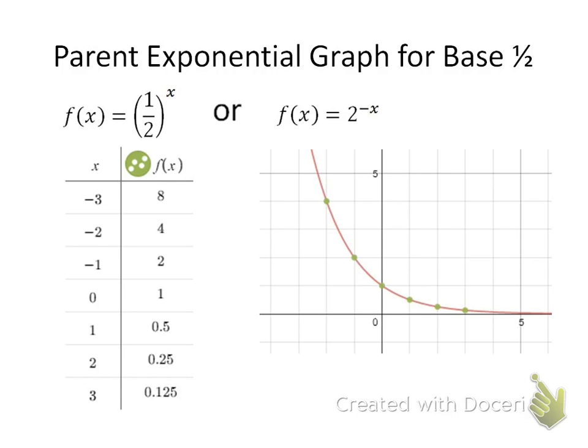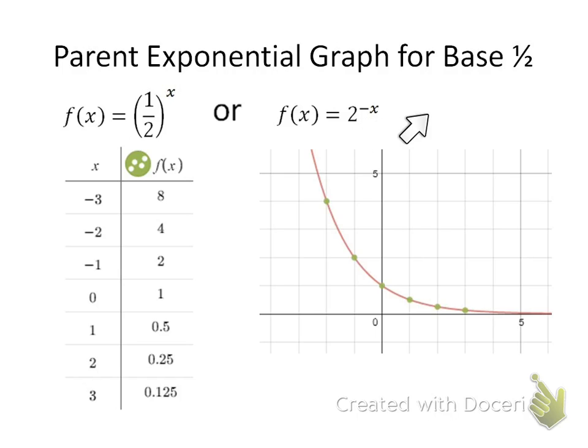Now we're getting into exponential decay. I do want you to make a note of these. This is the parent exponential graph for the base 1/2. It can be seen in two different ways. Function notation could either have a fraction to the exponential power x, or because fractions can be written with a negative exponent, I could see this as 2 to a negative power.